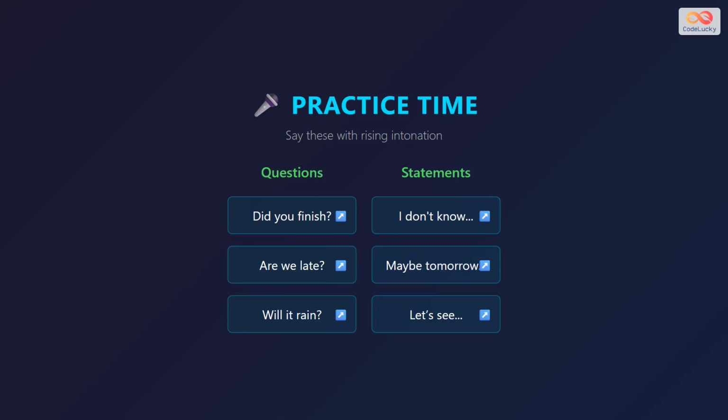Practice these sentences multiple times. Pay attention to how your pitch rises at the end. Record yourself and listen to the playback. Compare your voice to native English speakers. The more you practice, the more natural rising intonation will sound.